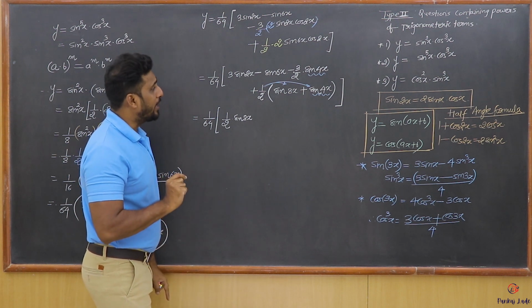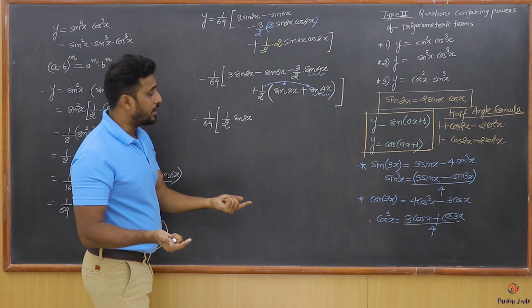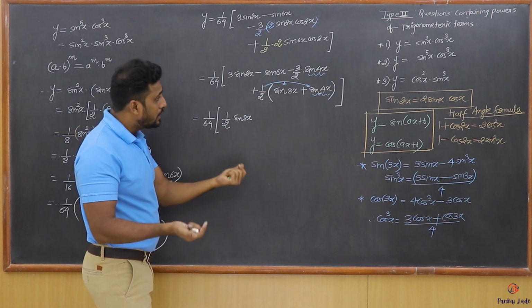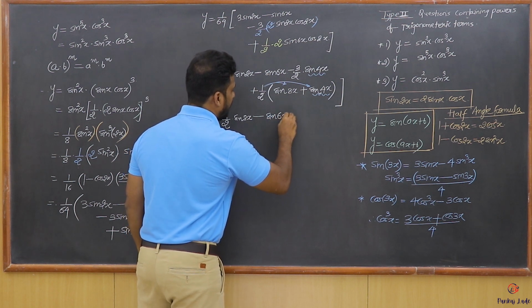Now, before the sine 4x, is it okay to write sine 6x? Because that is the greatest angle, isn't it? After 8x, the next greatest angle is 6x. So let's first write minus of sine 6x.